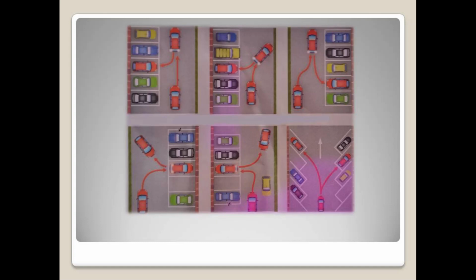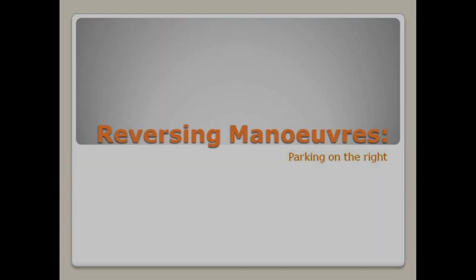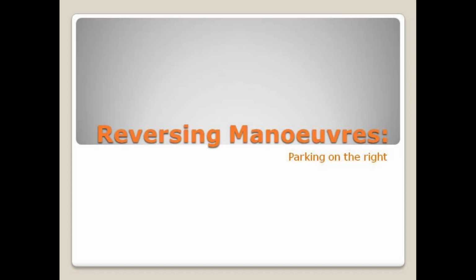Reversing in. You can position at an angle to the bay, making it easier to judge position. Reversing out. Take extra care, your view will be restricted by adjacent vehicles. Reversing Manoeuvres. Parking on the right.